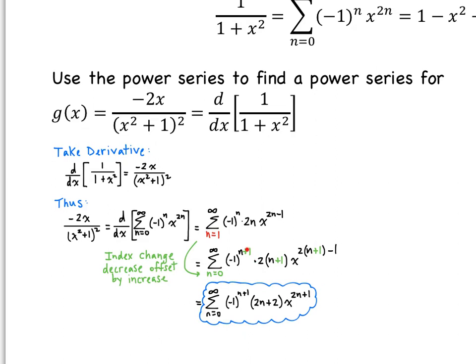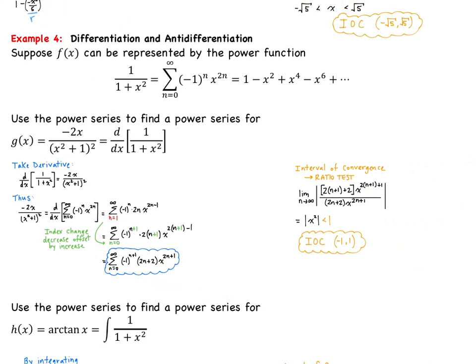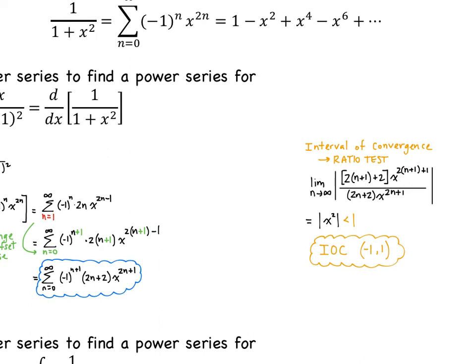So when we clean that up, we're going to get the series from n equals 0 to infinity of negative 1 to the n plus 1 times 2n plus 2 times x to the 2n plus 1. One last thing, we need to find the interval of convergence. Since this is not a geometric series, we have to use the ratio test to determine the interval of convergence. So I just quickly set up that ratio test.